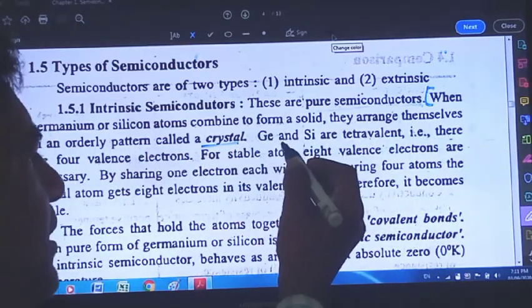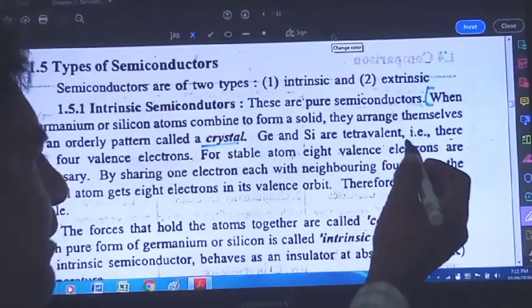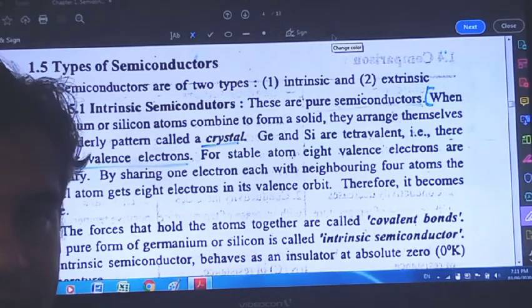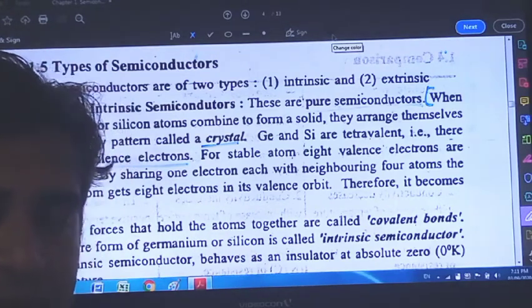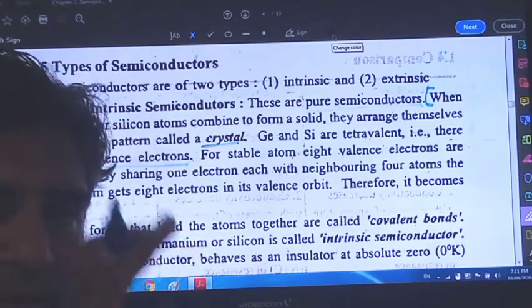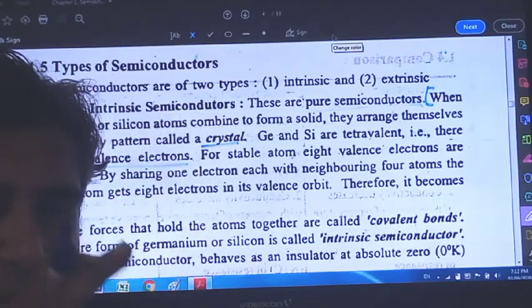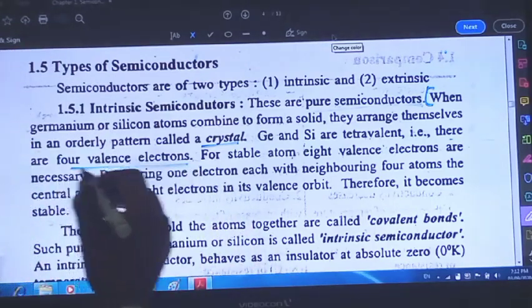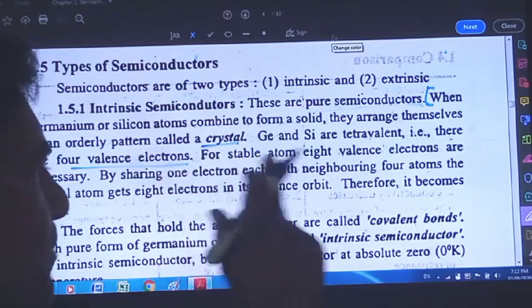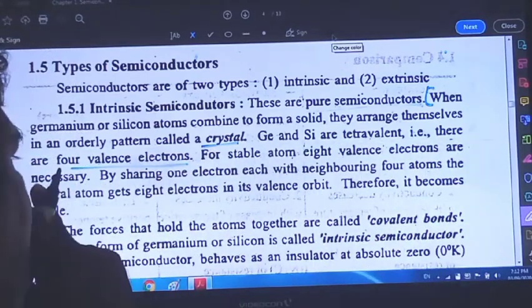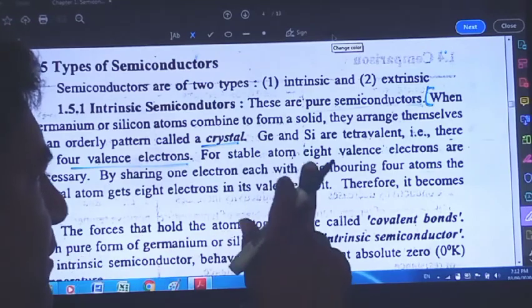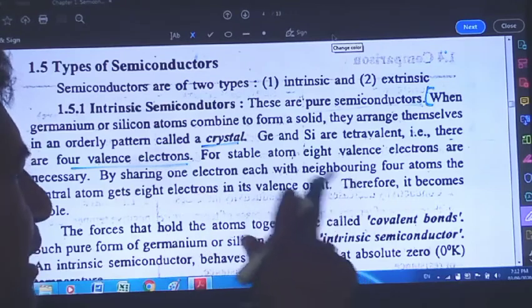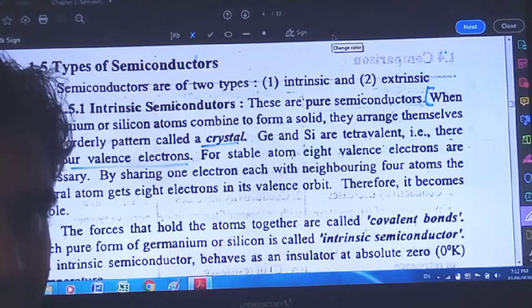Germanium and silicon are tetravalent, that is, they have 4 valence electrons. As discussed previously, the outermost orbit gives you the electrons. For a stable atom, 8 valence electrons are necessary. By sharing 1 electron each with 4 neighboring atoms, the central atom gets 8 electrons in its valence orbit. Therefore, it becomes stable.